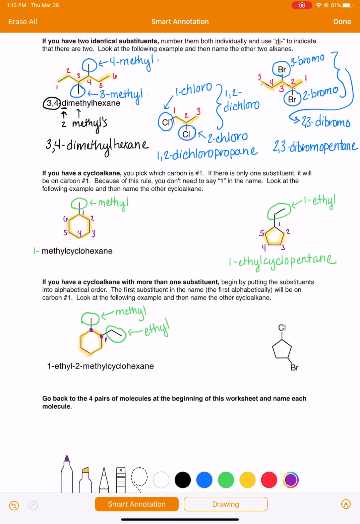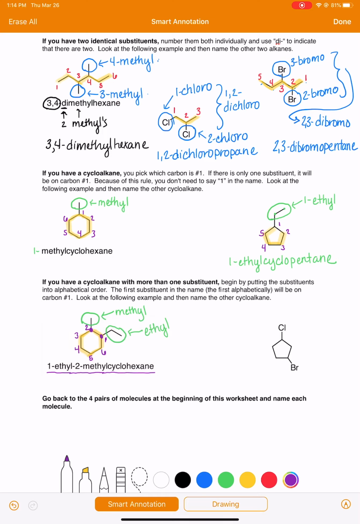And then as we continue to number around the ring, we want to move next to our methyl substituent. We want to get to our other substituent as quickly as possible with our numbering. So we want to number it in this order. So our ethyl is on carbon number 1, and it comes first in the name because ethyl comes before methyl alphabetically. And then we follow that up by 2-methyl, and then the name of the parent chain, cyclohexane.